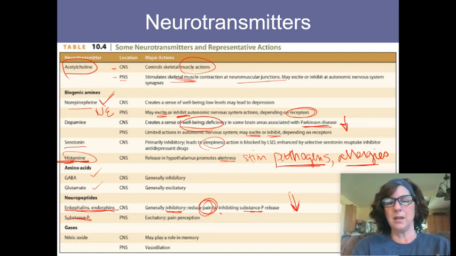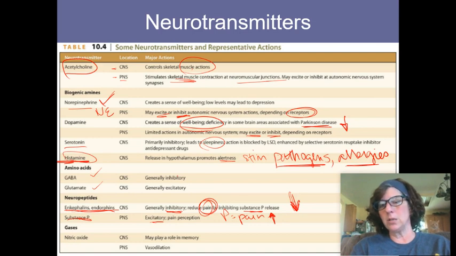Substance P, think P for pain. That's not really where it is, but P for pain. When substance P is released, it is excitatory, and that is a lot of pain. So it's exciting those nerves, and you're feeling a lot of pain. Enkephalins, endorphins work against that, so they're inhibitory. So they make pain a little easier to deal with, basically. So you release them, and you're feeling a little bit better about it.